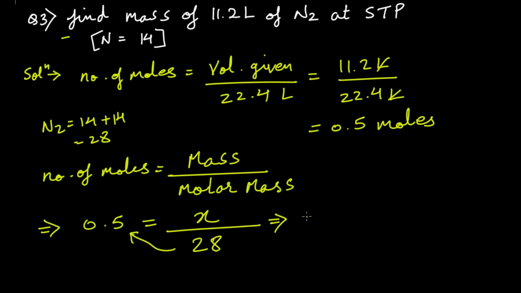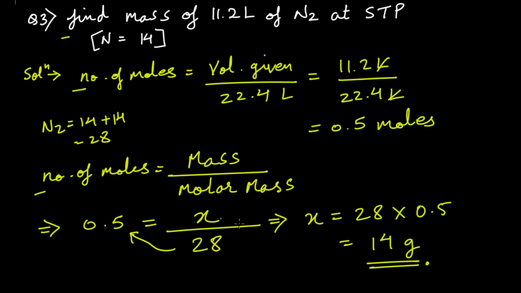You have to find the value of X. Take it on the other side. X is equal to 28 into 0.5. You will get 14 gram. So mass of 11.2 liter of N2 is 14 gram. This will be your final answer. So you have used both the formulas, first one and second one, to find the number of moles. Let's move to the next and do one more question.